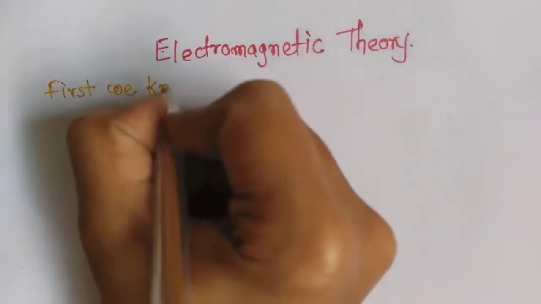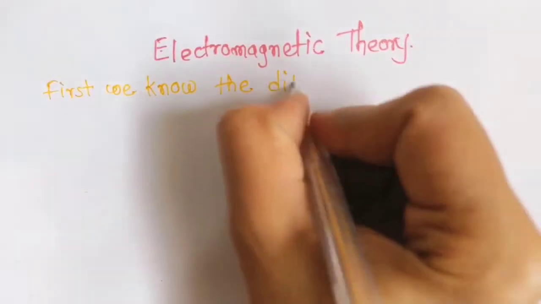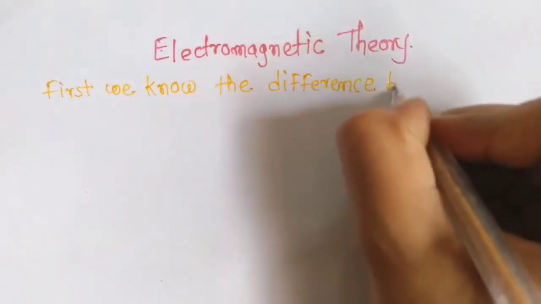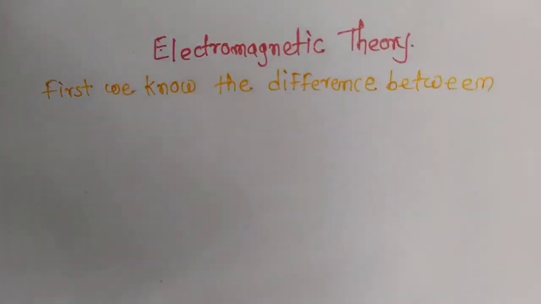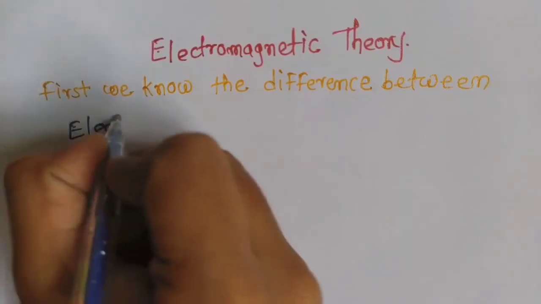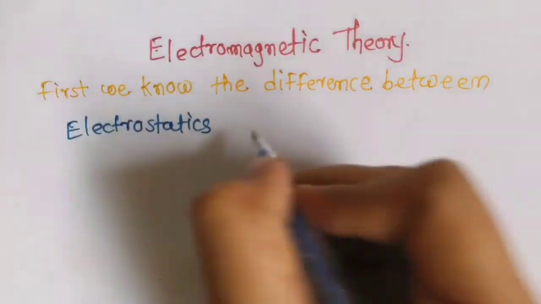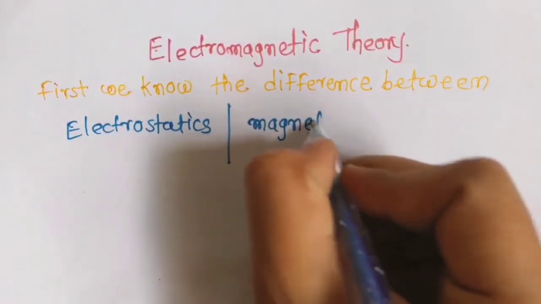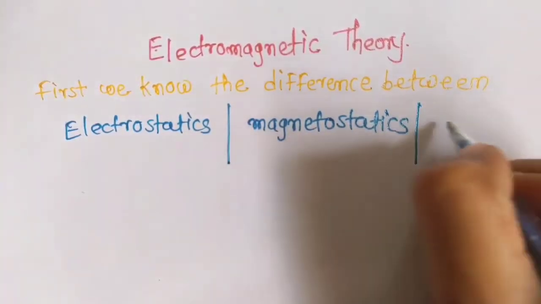First, we need to know the difference between electrostatics, magnetostatics, and radiation.